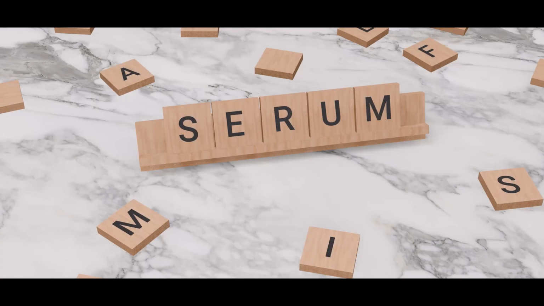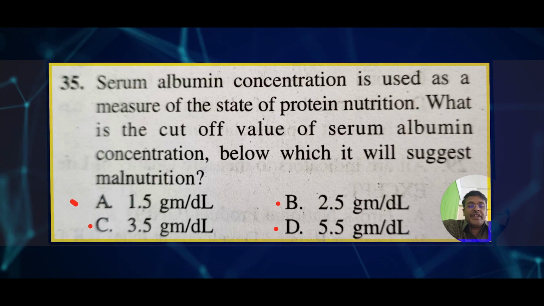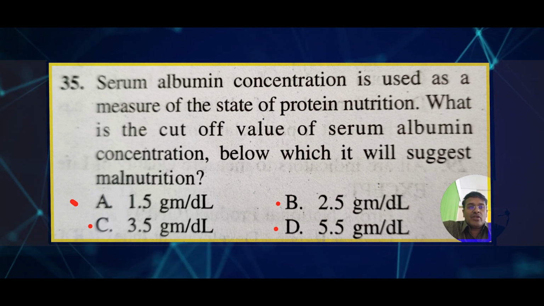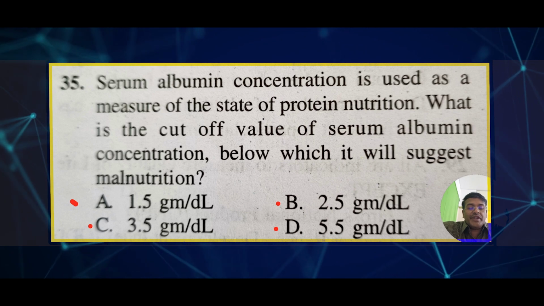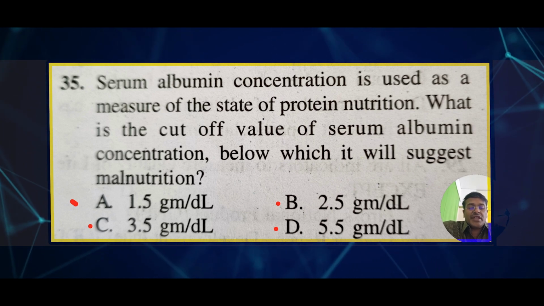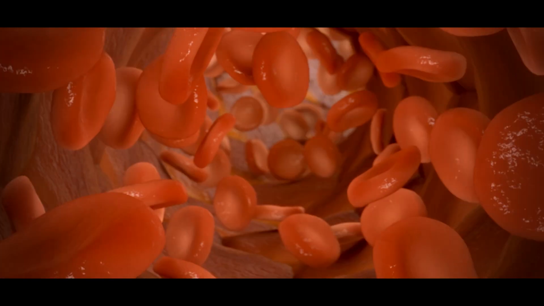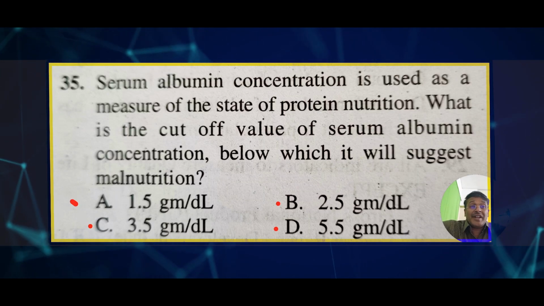5.5 gram per deciliter. Serum albumin concentration is indeed a key indicator of the state of protein nutrition in an individual. A concentration below 3.5 gram per deciliter is considered to be a sign of malnutrition. Albumin is the most abundant protein in human blood and reflects the body's visceral protein mass.